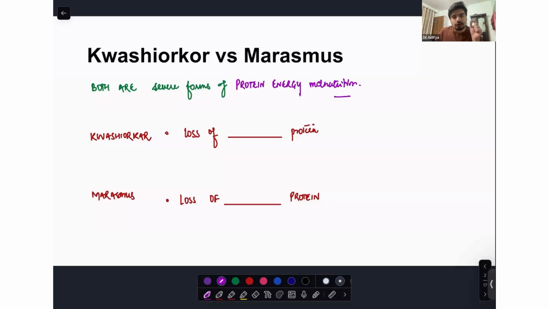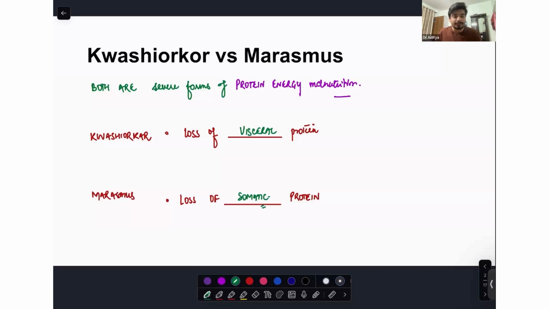Now, the core difference between Kwashiorkor and Marasmus lies in where the loss of protein is occurring from. There is protein loss in both. Remember, both are protein and energy malnutrition. In Kwashiorkor, the protein loss is of visceral protein. In Marasmus, the loss is of somatic protein.